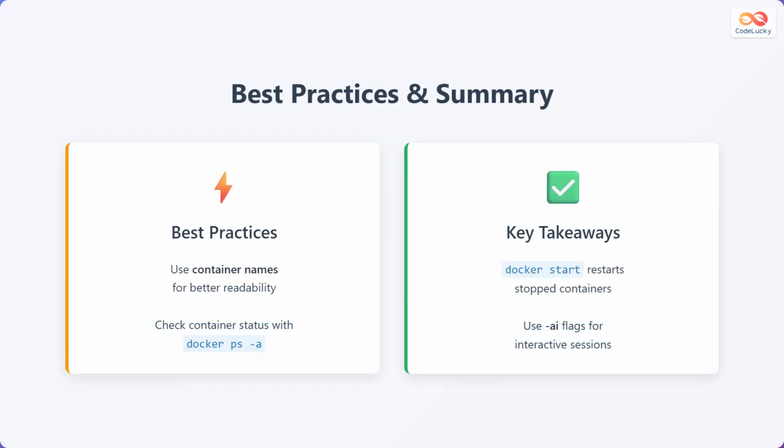Here are some best practices and key takeaways regarding the docker start command. For best practices, using container names is recommended for better readability and maintainability. Also, it's always a good idea to check the container status using the command docker ps to ensure the container has started successfully. In summary, the docker start command is used to restart stopped containers. Using the -ai flags allows you to attach to the container and start an interactive session, providing a direct interface for interacting with the container's environment.